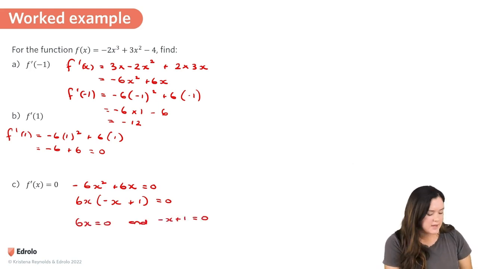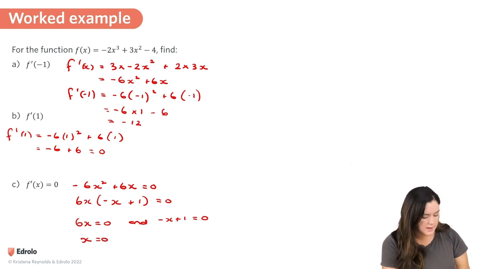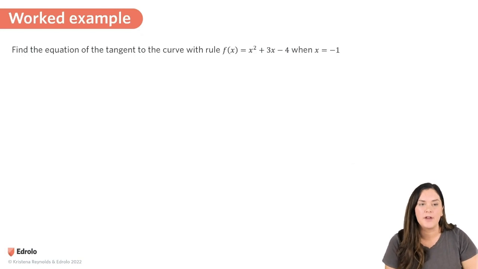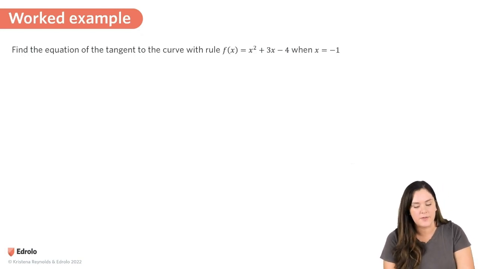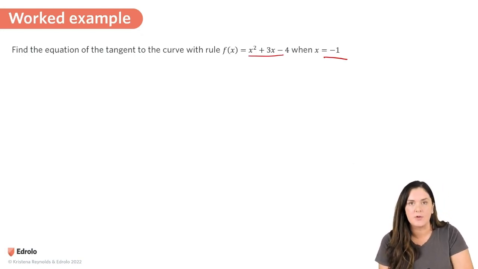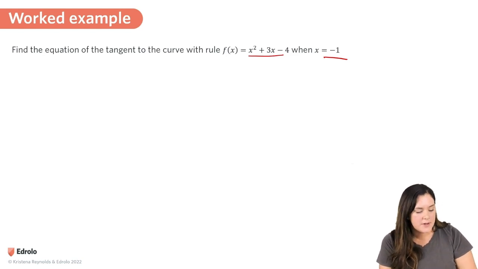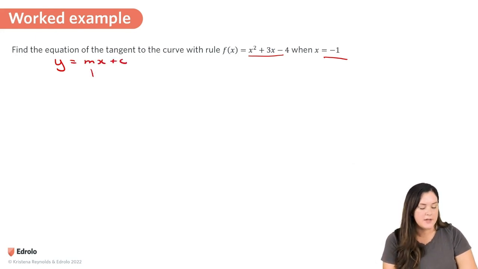So simplifying, we end up getting x equals 0. And as we knew before, x equals 1. For this worked example, we are finding the equation of the tangent to the curve with this rule here when x equals negative 1. So since we're looking for the equation of a tangent, we're looking for something with y equals mx plus c. We need to find what m is, and we need to find what c is.